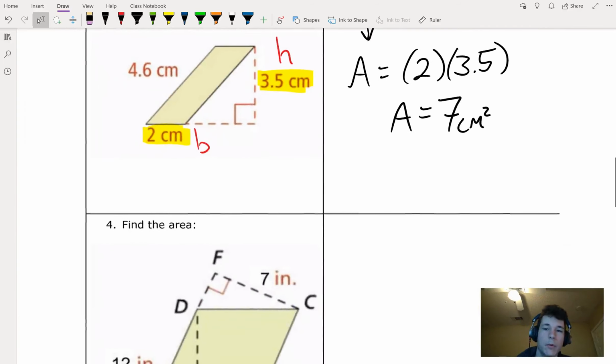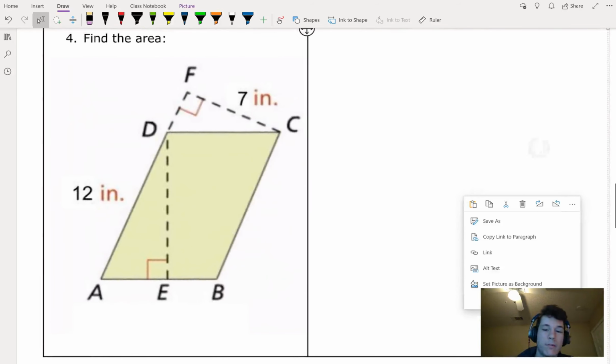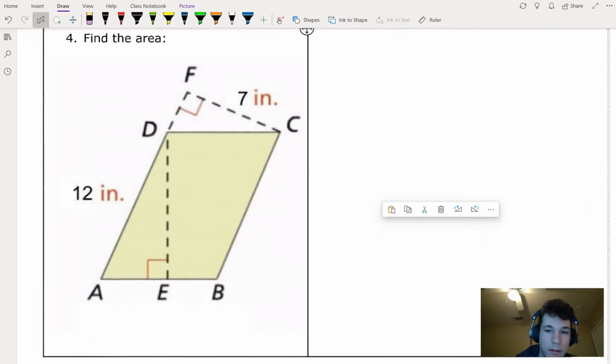Let's do one more. Once again, feel free to pause the video at any point and review any concepts. All this information you'll find on the assignment, so this video will be useful to you. This is exactly what I was talking about. Sometimes it's not so obvious what's what. In fact, there's a lot of conflicting information here.